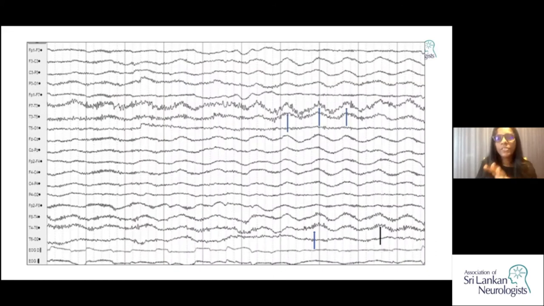extreme delta brush. Right, so there is delta slowing. You can see there's diffuse delta slowing. On some of these delta waveforms, you can see a superimposed fast activity, which we call brush-like activity. So brush-like activity on the delta waveform is called delta brush. Delta brushes are normally seen in preterm babies, so it's like a marker of prematurity, an immature stage. In NMDAR encephalitis, what you get is continuous runs of these delta brushes, so it's called extreme delta brush.